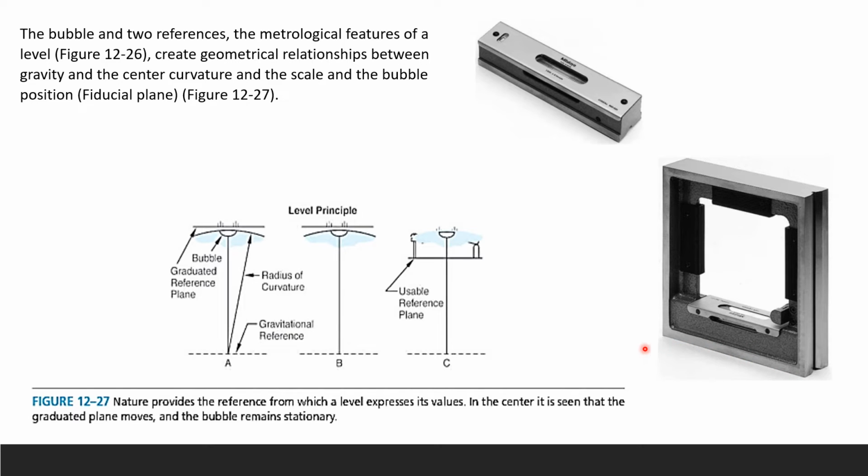That's how we determine the angles, especially the 90-degree and also flat surfaces, by using the level. Nature provides a reference from which a level expresses its value. In the center, it is seen that the graduated plane moves and the bubble remains totally stationary.